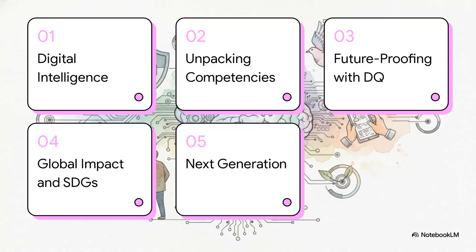We've got a tight, structured agenda today. We'll start with the digital intelligence advantage, move into unpacking the 32 competencies, then future-proofing with DQ, cover the global impact and SDGs, and finally wrap up with empowering the next generation. Let's get right to it.